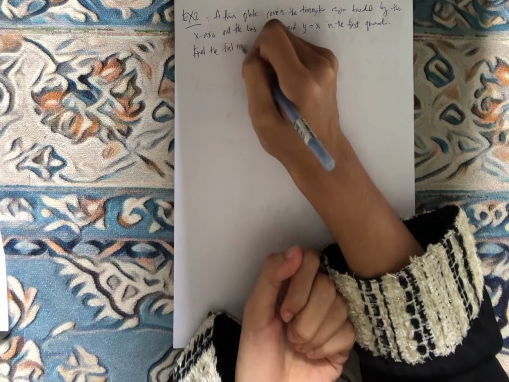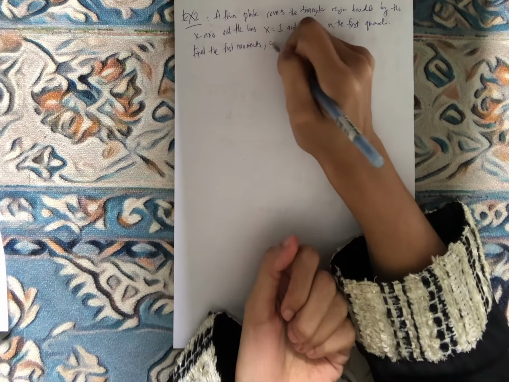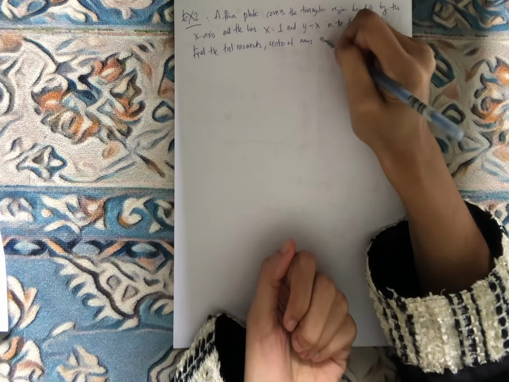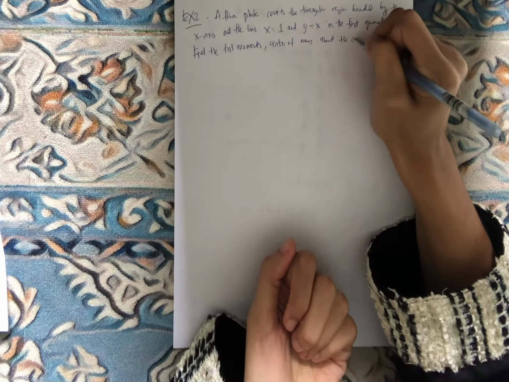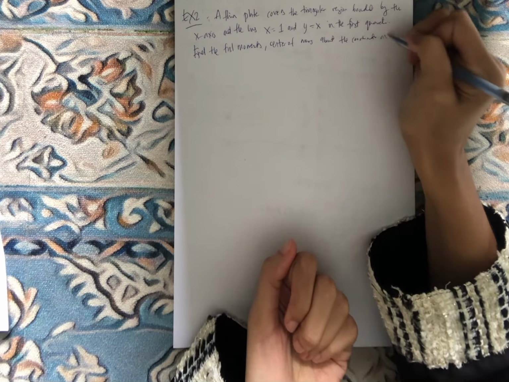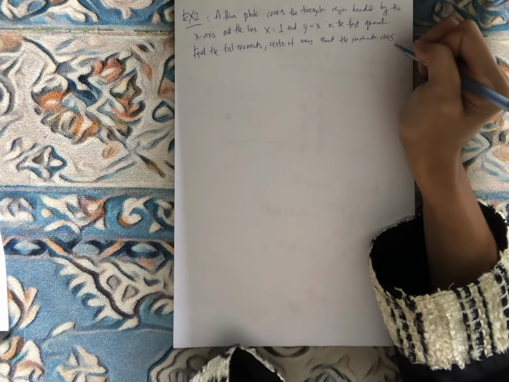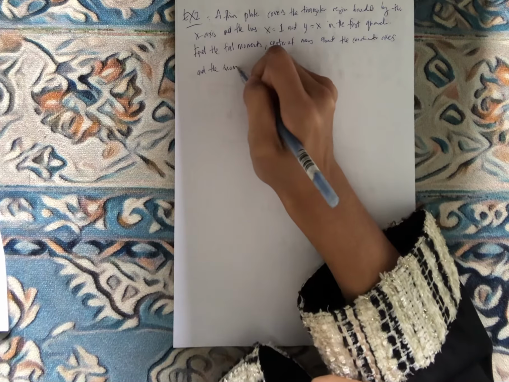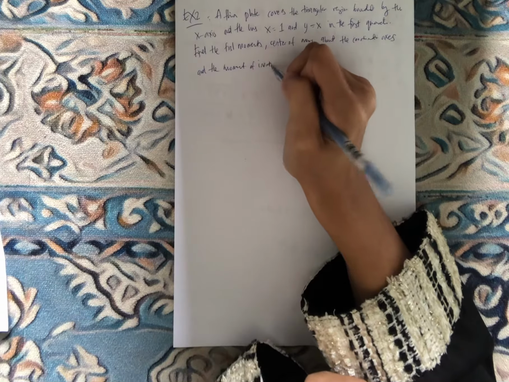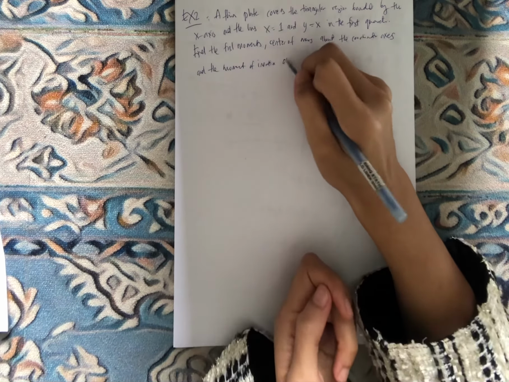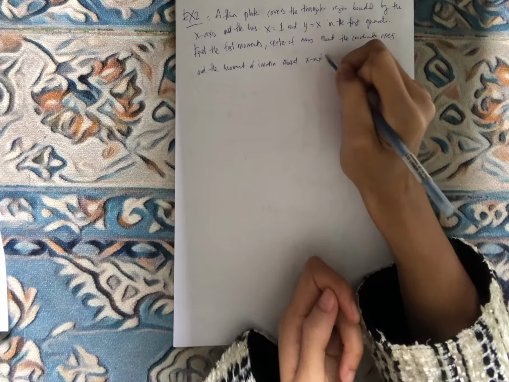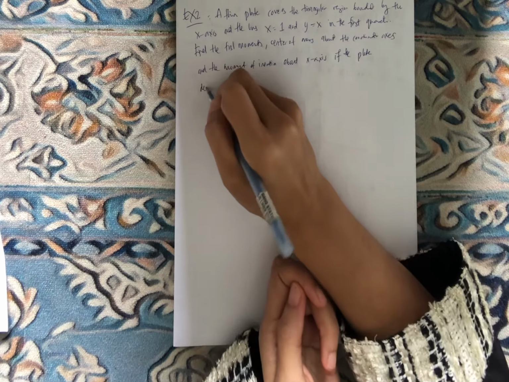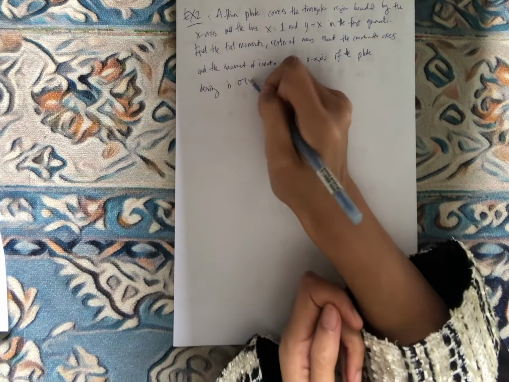So the question asks you to find the first moments, center of mass about the coordinate axes. Axes is a plural. And the moment of inertia, which means it's a second moment, about the x-axis, if the plate density is given by this.